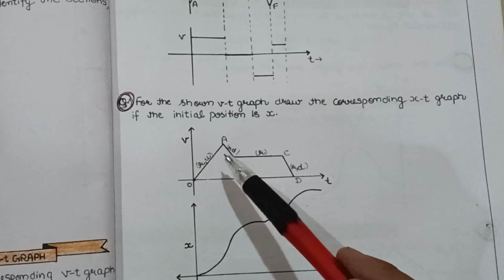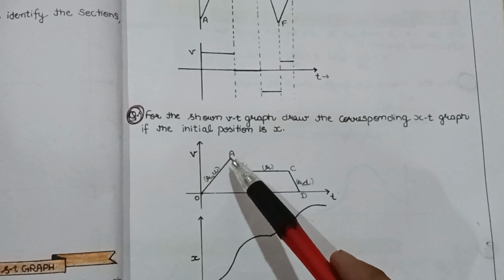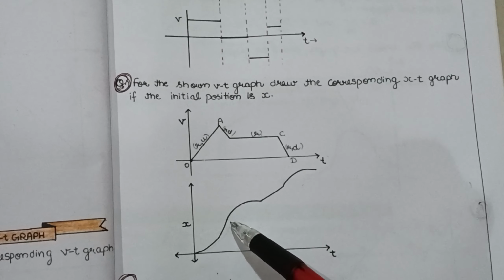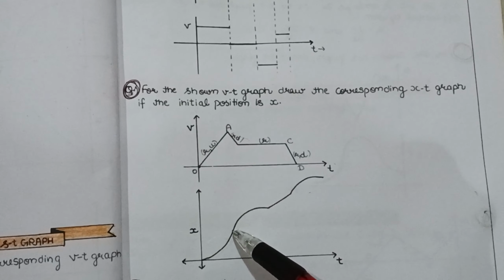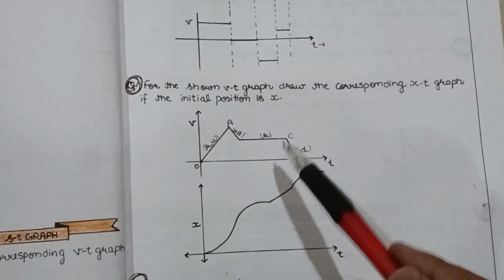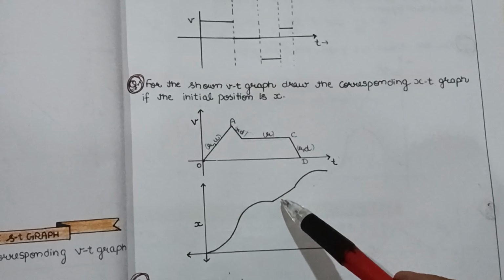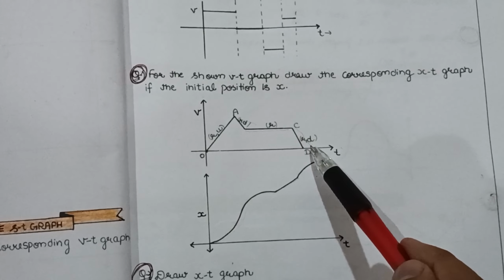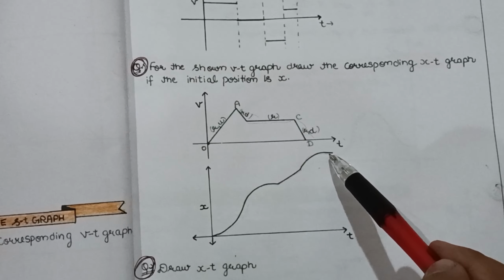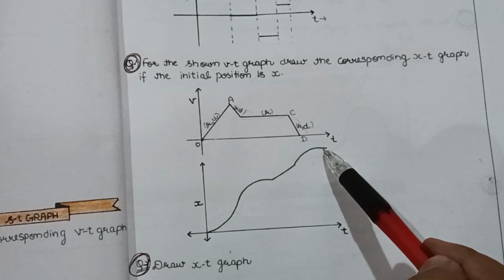So this is the VT graph given. For this line in the VT graph, this line is possible in the XT graph. For this line in the VT graph, this line is possible in the XT graph. For this line in the VT graph, this line is possible in the XT graph, and for this line in the VT graph, this line is possible in the XT graph.